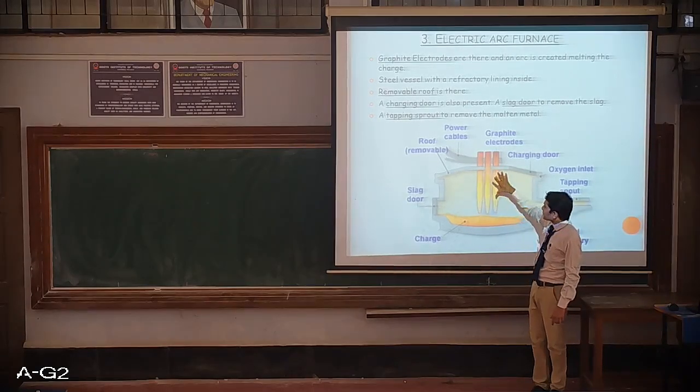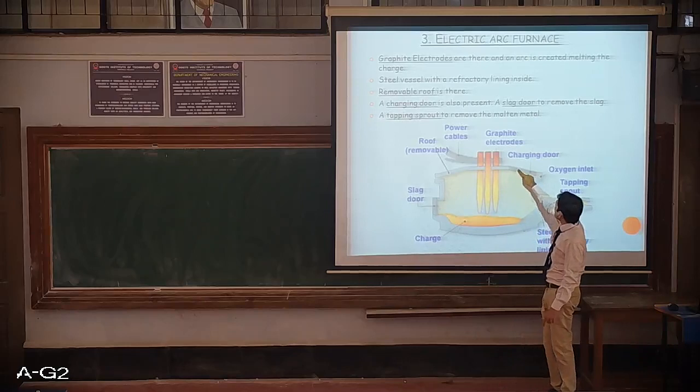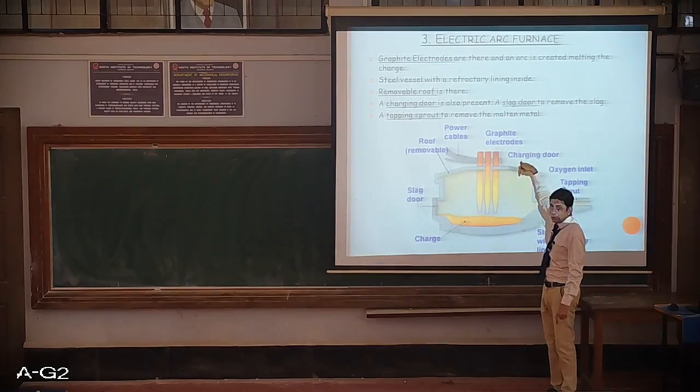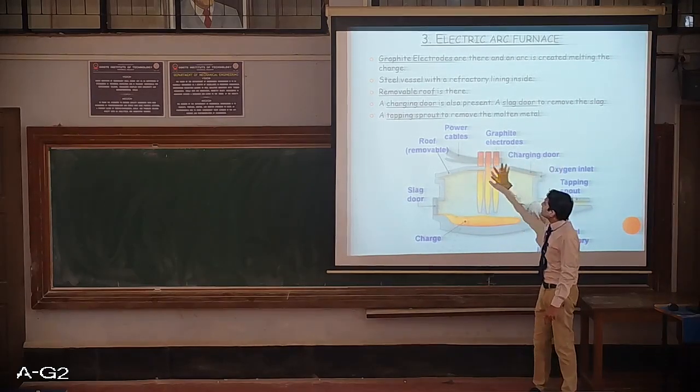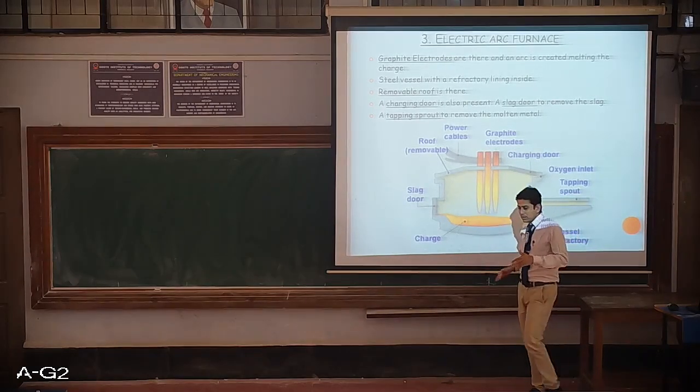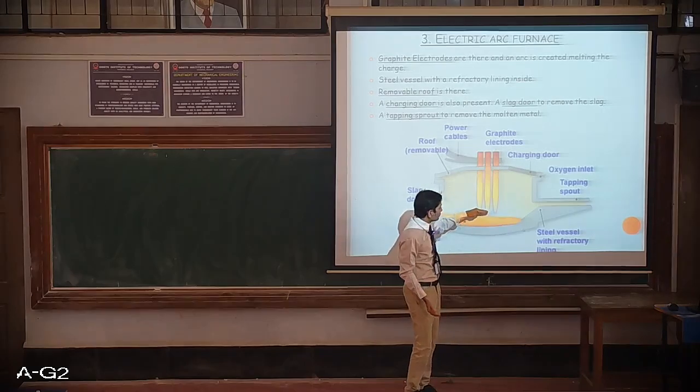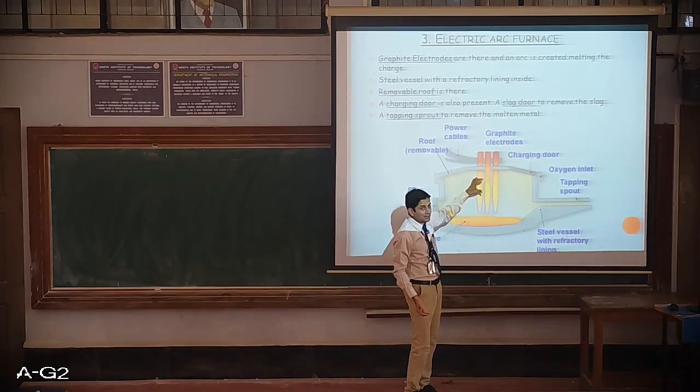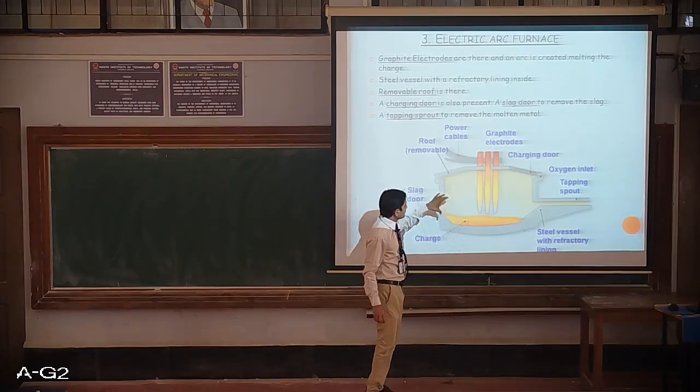If you see the construction, there will be a charging door. It is through this door that you introduce the charge or the solid metal. These are the graphite electrodes. It is consumable graphite electrodes. That means with the period of time, it goes on consuming, or the height of these graphite electrodes goes on decreasing. Then there is a slag door.